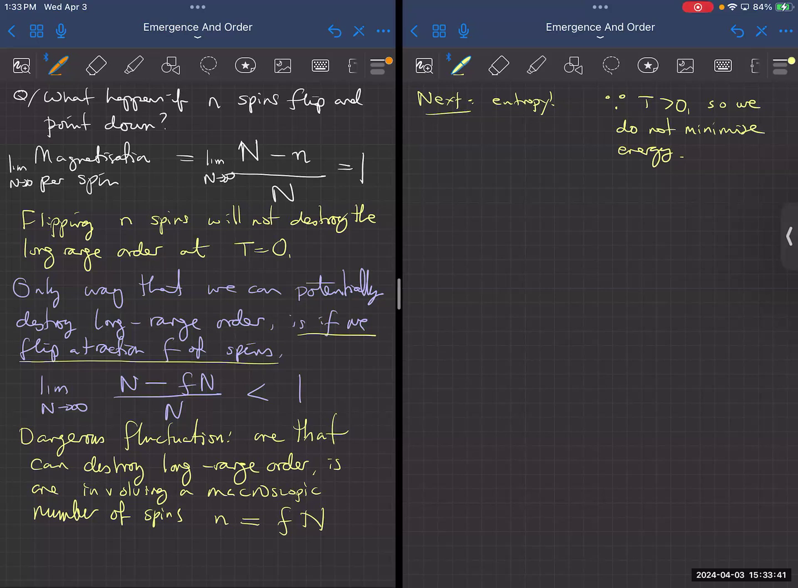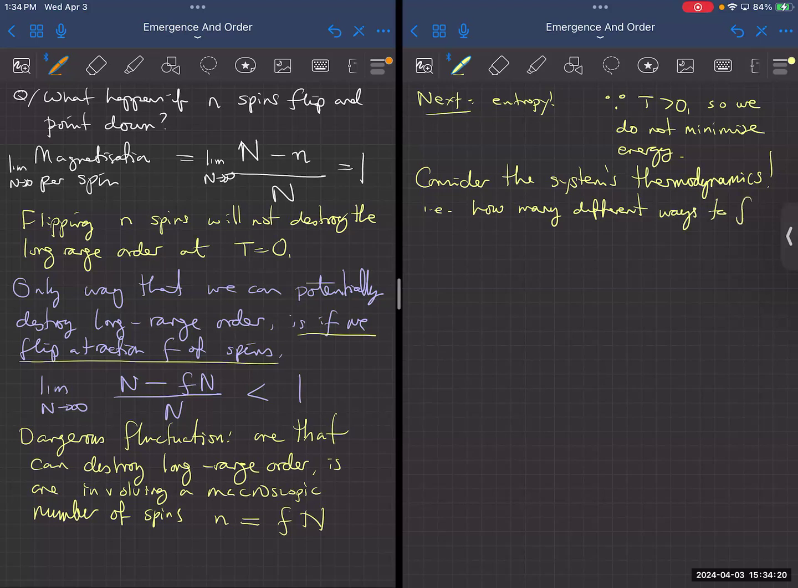So we need to look at what has happened to the entropy of the system. So we're going to consider the system's thermodynamics. Okay, and where is this going to come from? Well, it's going to come from the entropy, i.e., how many different ways are there to flip these n spins. So that's the thing that we need to do.